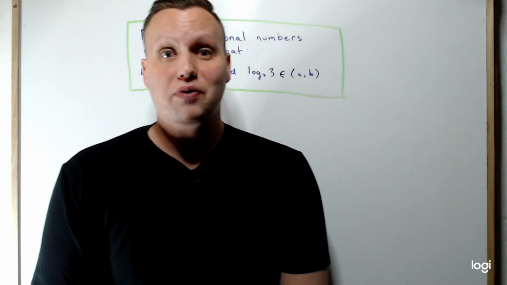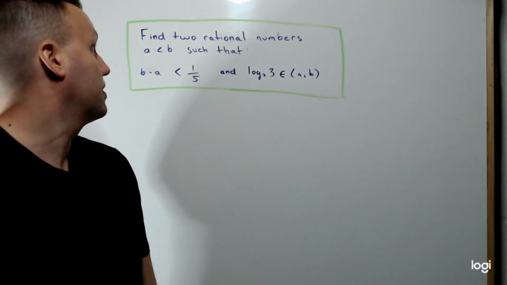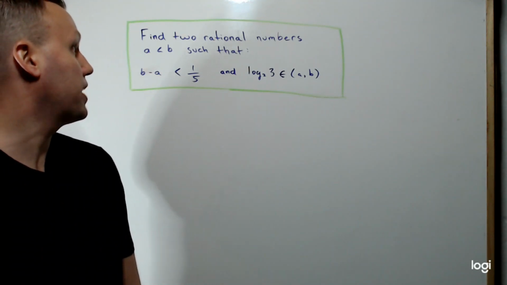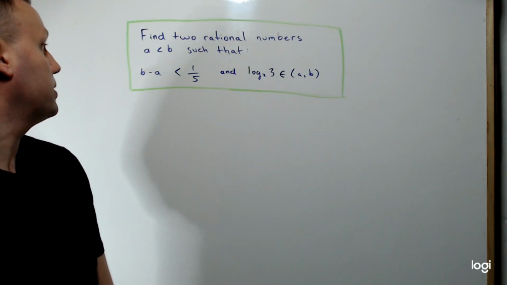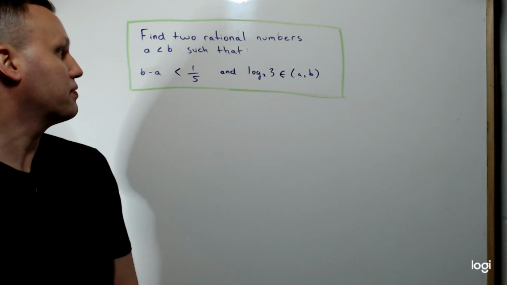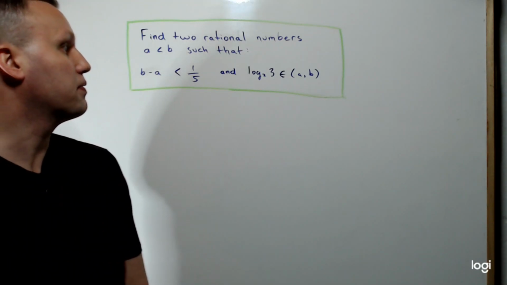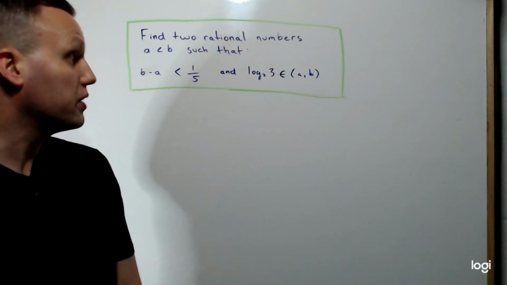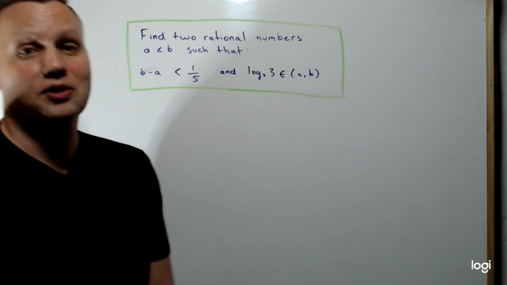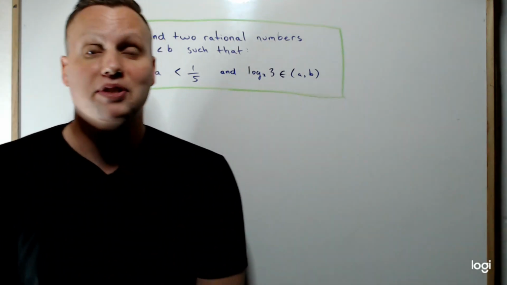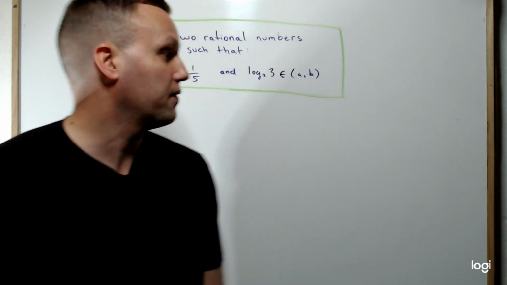I've got a fun one for you today. Find two rational numbers a and b with a less than b, such that b minus a is strictly less than 1/5, and the log base 2 of 3 is an element of the real open interval (a, b). So please pause the video and give the problem a shot and see what you can come up with.